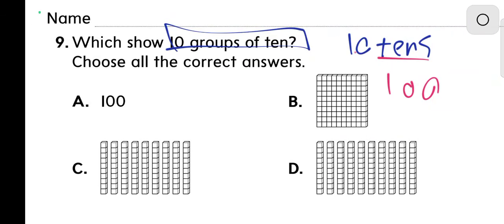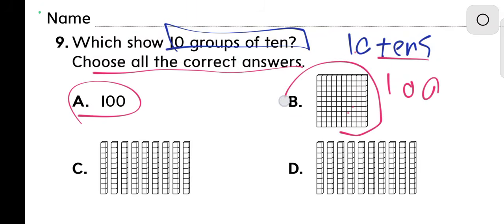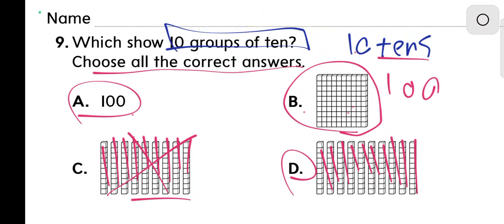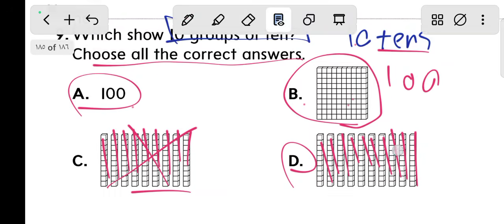So how can we represent 100 here? Because he asked us to choose all the correct answers. That means you have to choose more than one. Of course 100 is true, and this block equals 100 too, so you have to choose A and B. Here's tens. Let's count: 1 2 3 4 5 6 7 8 9. Is this 10 groups of 10? No, it's 9 groups of 10, so we can't choose it. Let's count here: 1 2 3 4 5 6 7 8 9 10. Yes, it's 10 groups of 10, and 10 groups of 10 equals what? Equals 100. You have to keep it well.